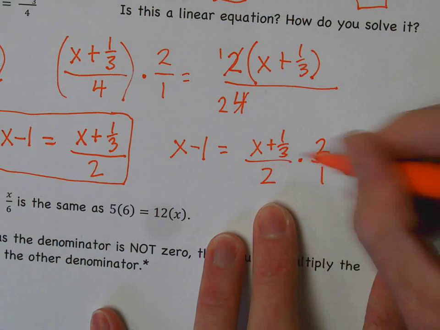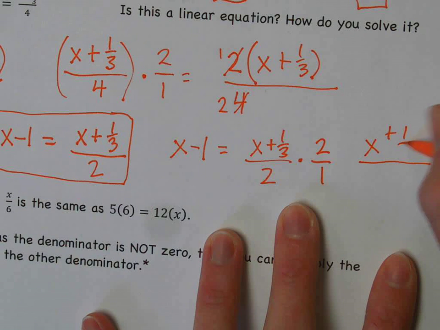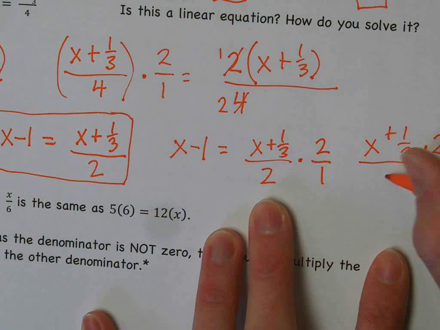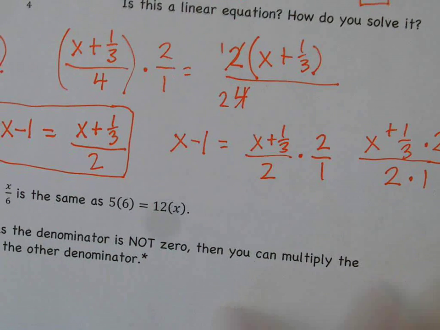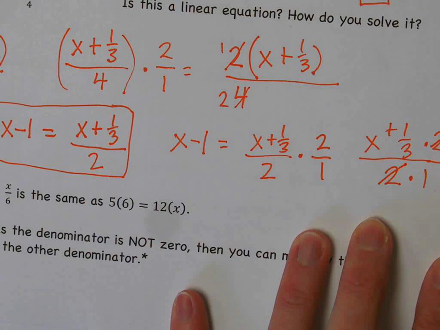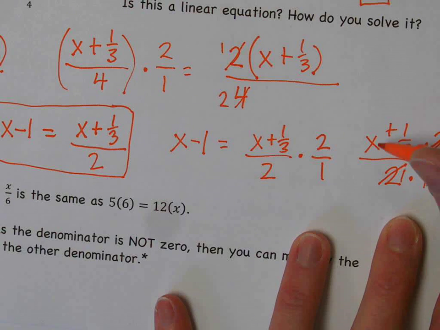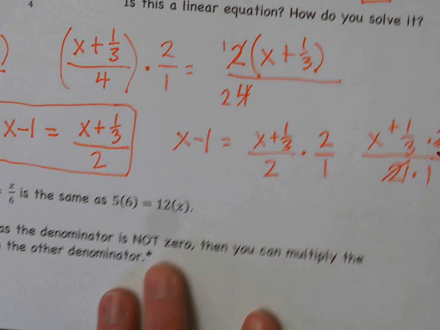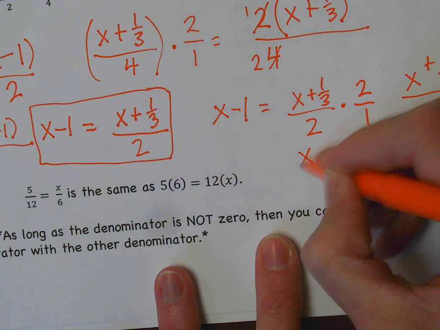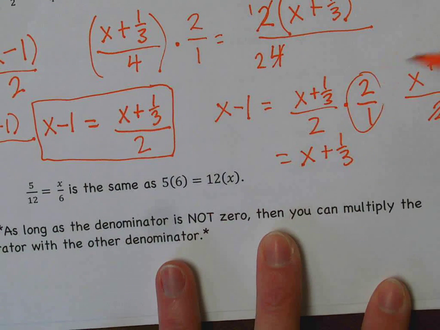So when I do that, remember what happened. If you have this little thing right here, it really looks like x plus 1/3 times 2, over 2 times 1. And 2 times 1 is 2, and we're not going to distribute that out because we're going to simplify the 2's. So they're all 1's now. So x plus 1/3 times 1 is x plus 1/3. 1 times 1 is 1. X plus 1/3 divided by 1 is x plus 1/3. So we're left with, on the right side this time, x plus 1/3.